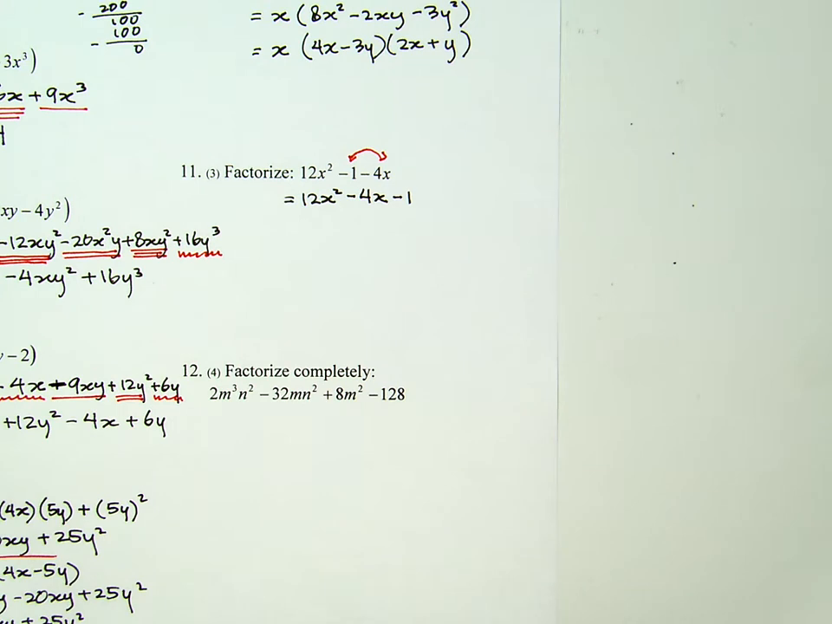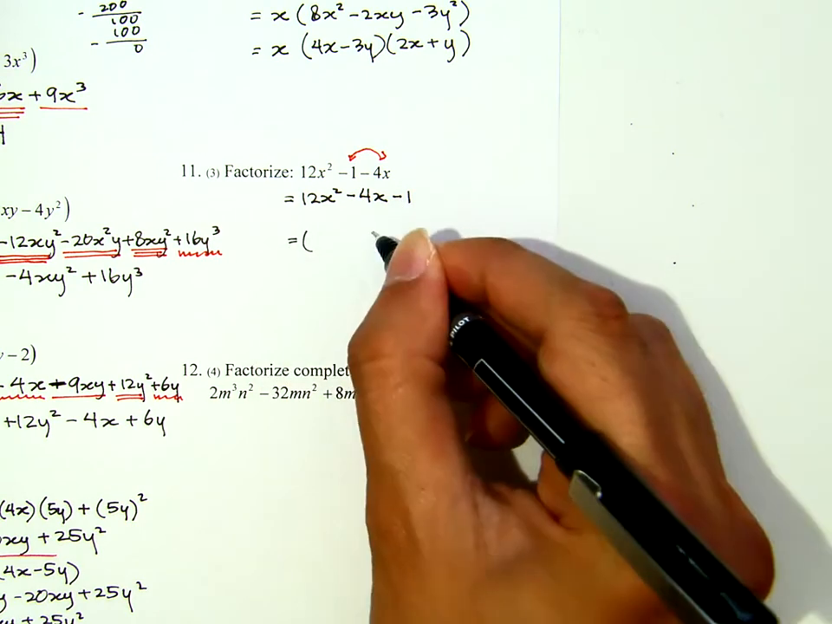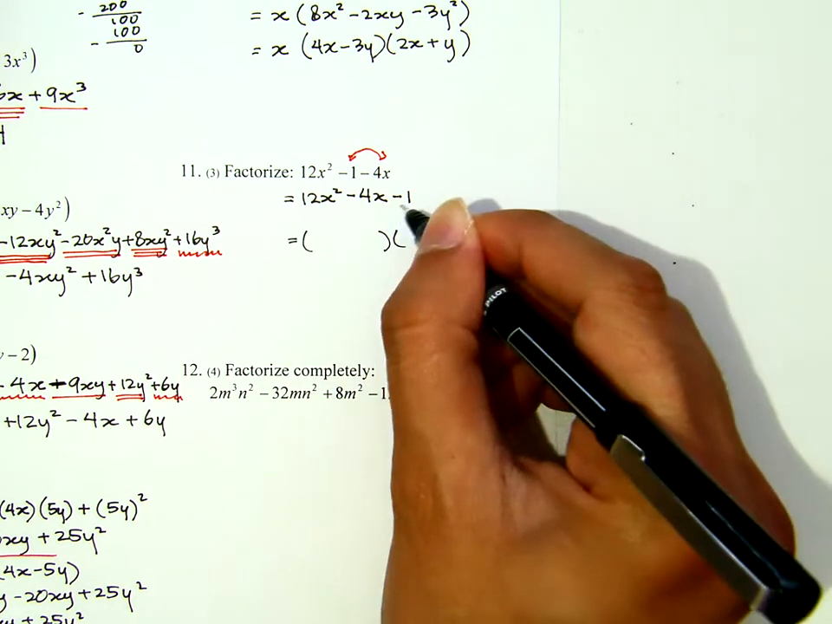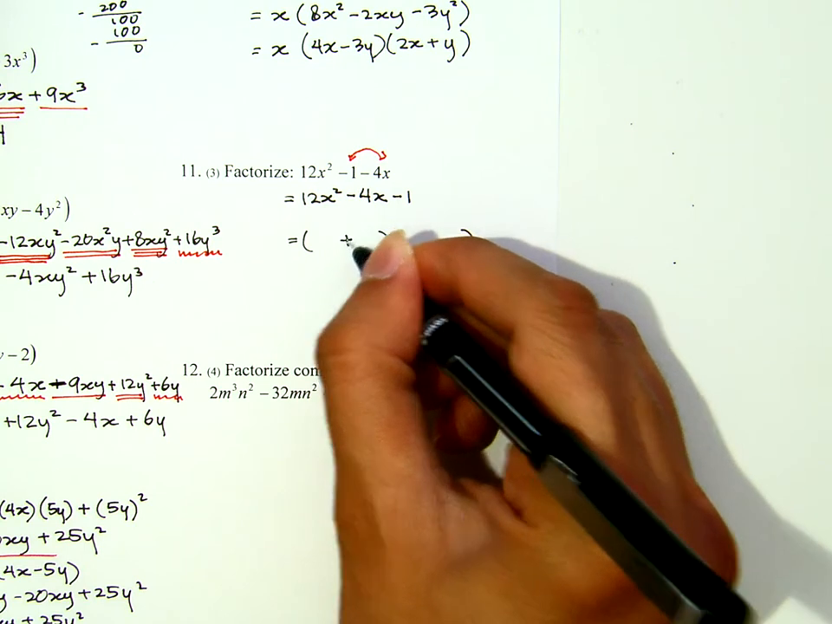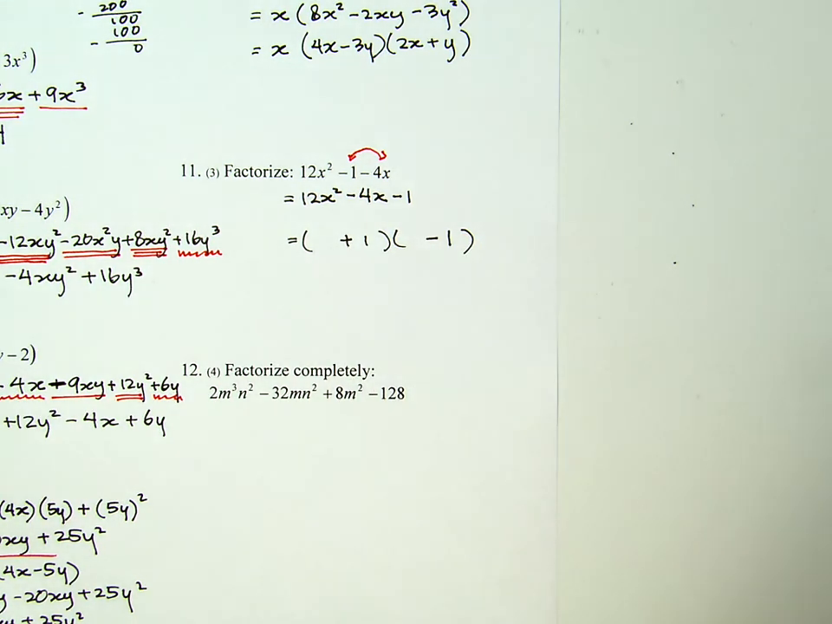Okay, now from here I will try to factorize this. Now notice that we have the benefit of minus 1. Let's try to do this from the back. The reason it is minus 1 must be because the signs are different, right? Now then, what times what gives us 12, but the difference is 4?